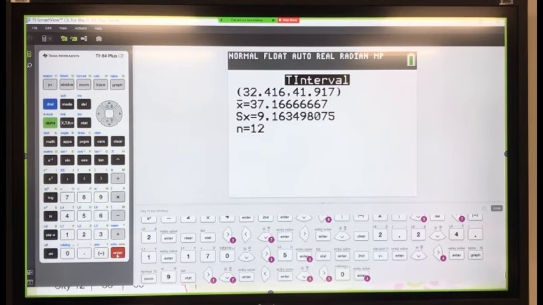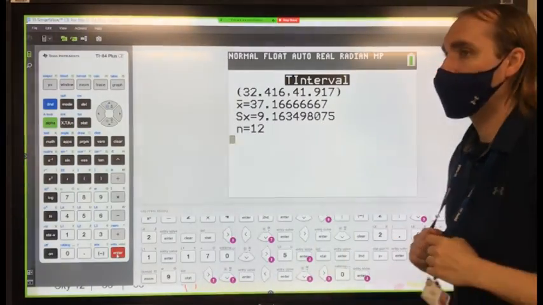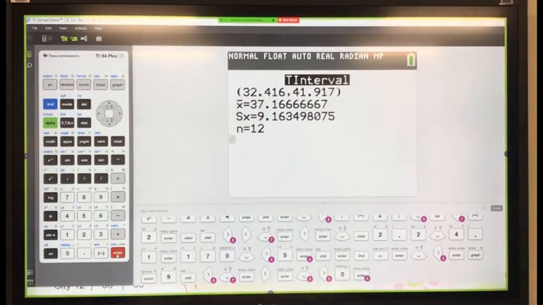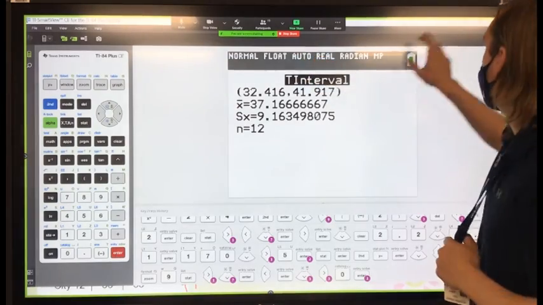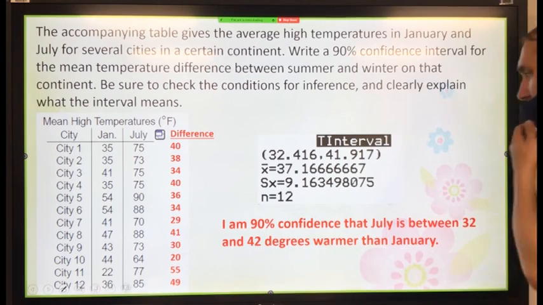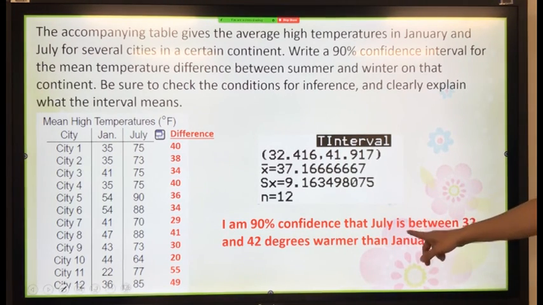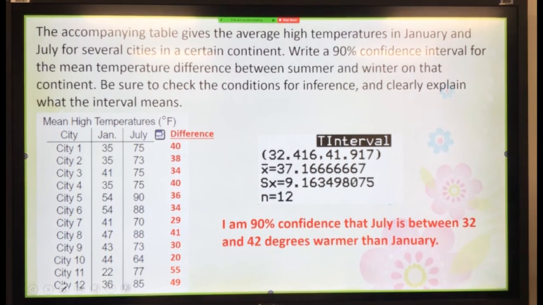So what does this confidence interval mean? I'm 90% sure that what is going to happen? July is going to be more than January, but by how much? So this is giving my range. I'm 90% sure that July is between 32 and 42 degrees warmer than January. That's what this data is telling me.